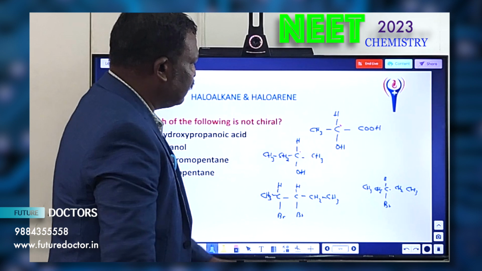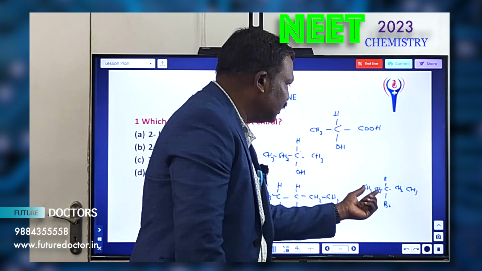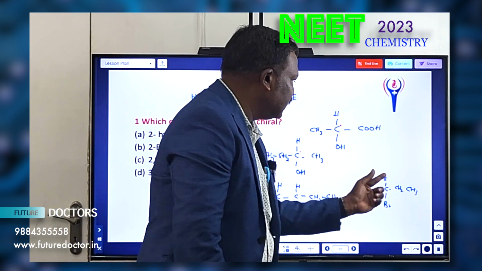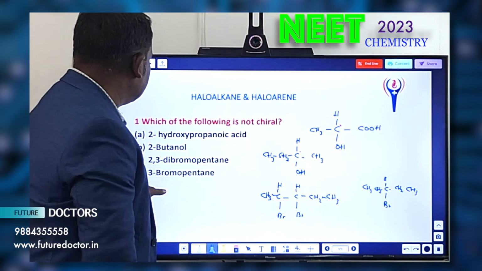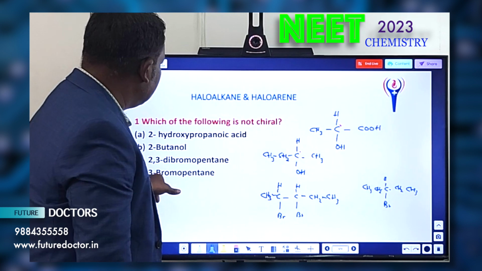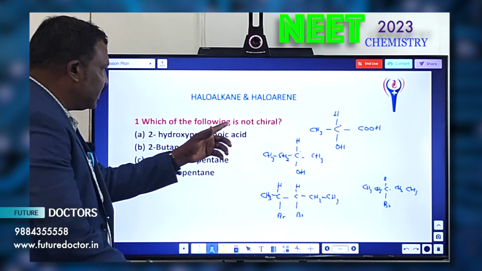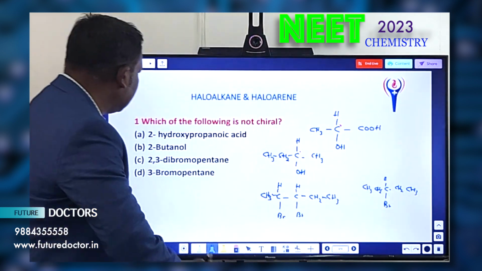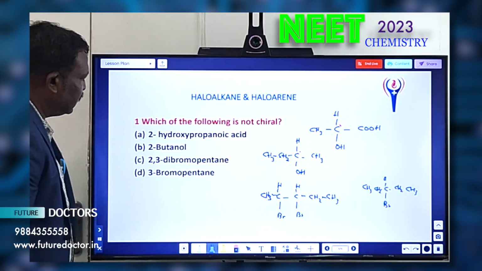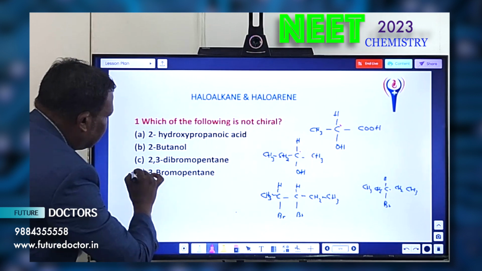See, around the carbon atom here, CH3, here an ethyl group is present, here also an ethyl group is present. Here the 2 groups are similar. So this is the answer, 3-bromopentane. The question is not chiral. Not chiral means here the 2 groups are similar. So the answer is D. D is the correct option. Understood?